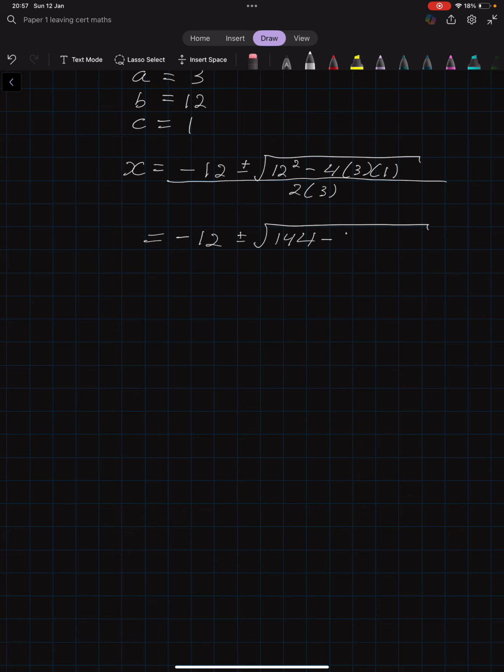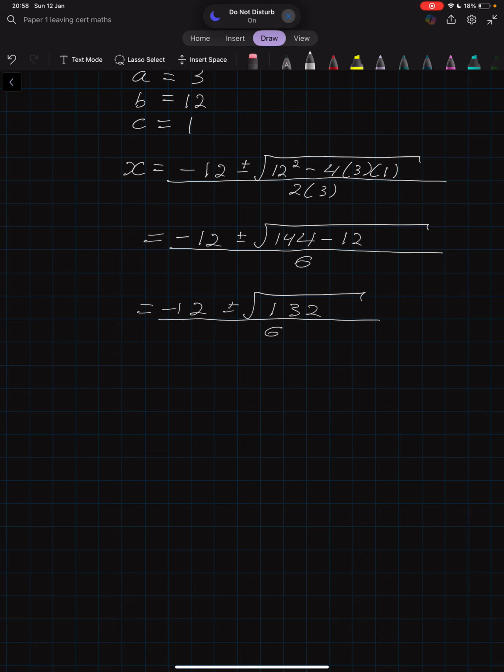Okay? So it's minus 12 plus or minus the square root of 132 all divided by 6. Now, you can't calculate this in your head because the square root of 132 isn't a nice number, it's a surd. It's going to be 11 point something, probably around 11.45 or whatever, 11.5 give or take, something like that.